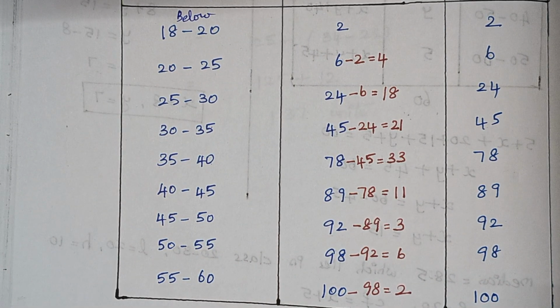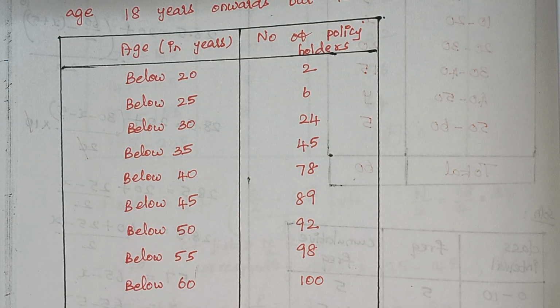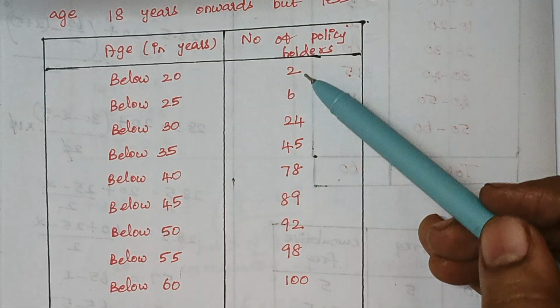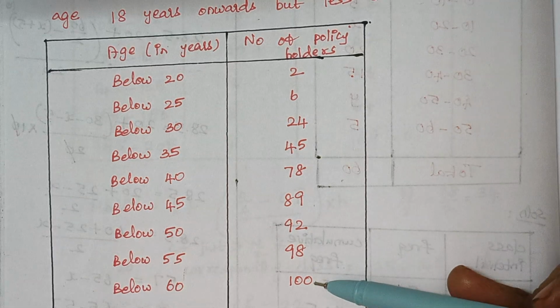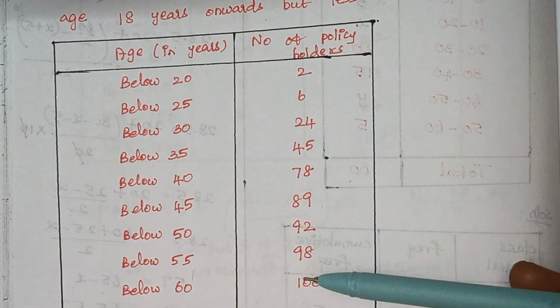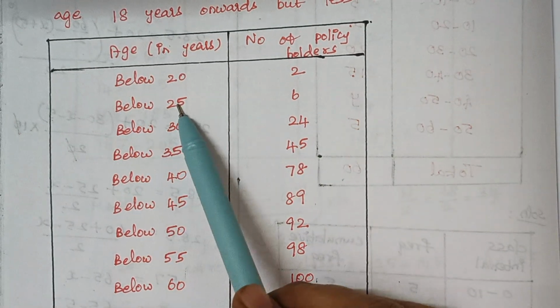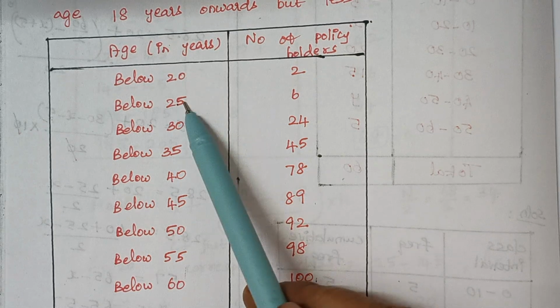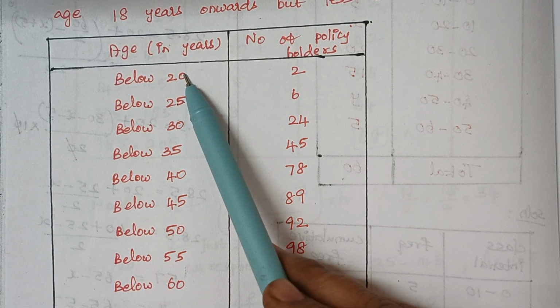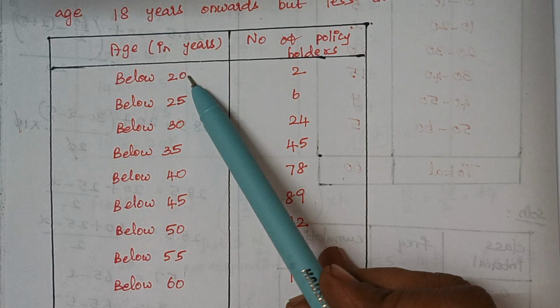Now, when you look at the next column, policy holders, you see the numbers are arranged in perfect ascending order. So what is the clue? Whenever the numbers are in perfect ascending order, then it is not frequency, it is cumulative frequency. The other thing to analyze is that when it is below 25, below 20 also falls in this category, because it is less than 20. So this below 25 holds the data of below 20 also.